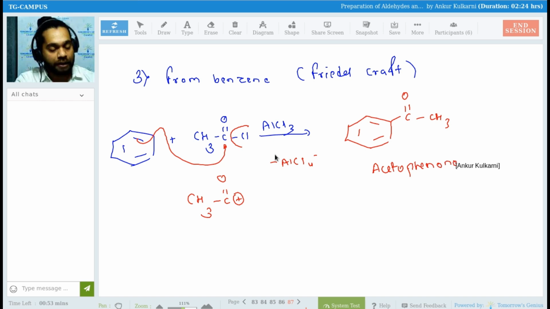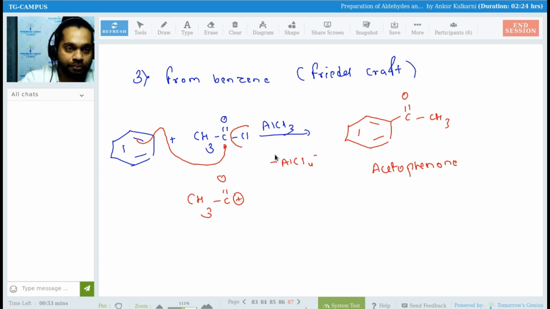Okay, so what we have done is Friedel-Crafts acylation. We have added an acyl group.